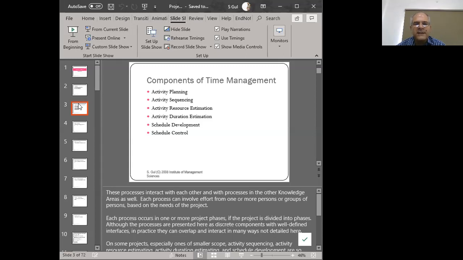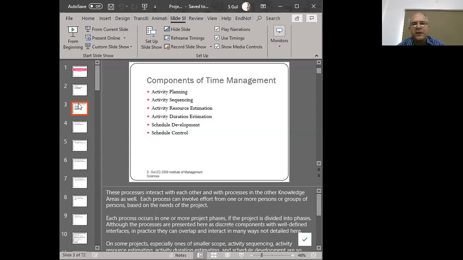So when we start thinking about activity resource estimation, we're trying to think in these terms as to how many individuals are needed. So clearly what we require is about 2.5 people working on our activity in order to complete 40 hours of work in 2 days, right?